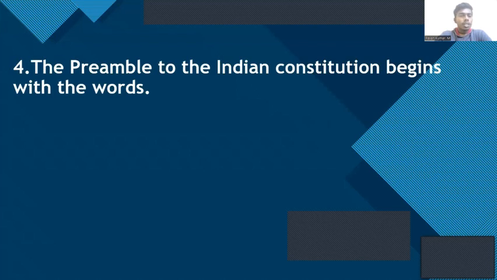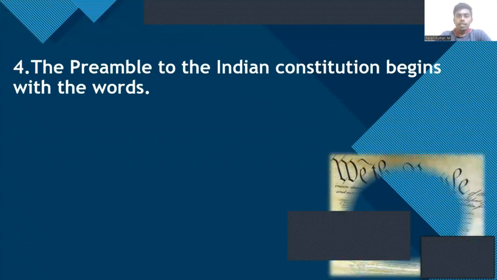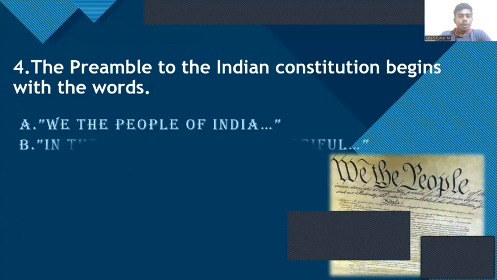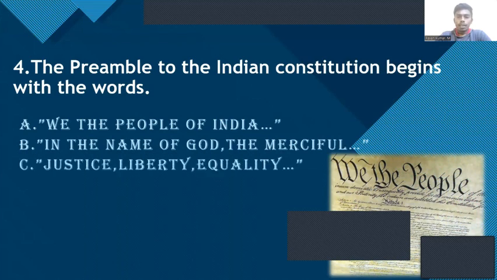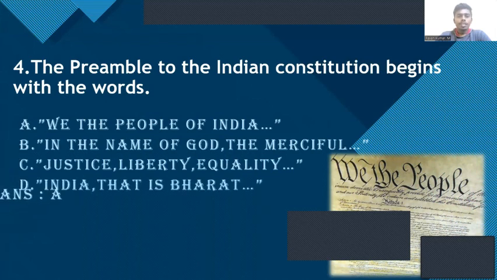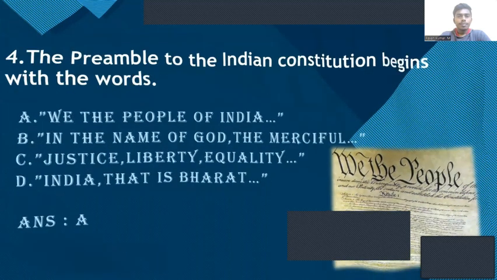Coming to the next question, the preamble to the Indian Constitution begins with the words: option A, we the people of India; option B, in the name of God, the merciful; option C, justice, liberty, equality; and option D, India that is Bharat. So the answer will be option A, we the people of India.